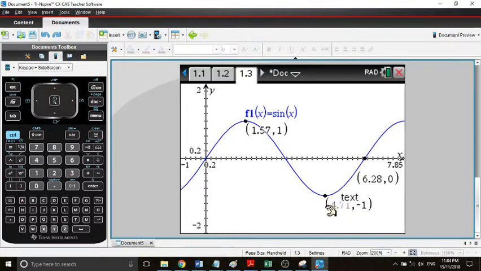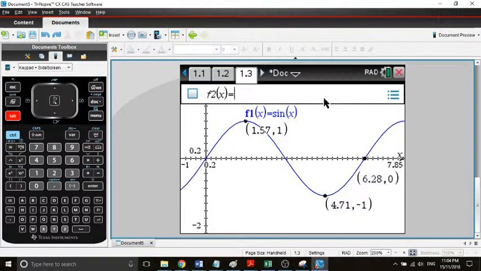Then the other thing we have is an amplitude. An amplitude is how far your graph goes from the x-axis to its maximum or from the x-axis to its minimum. As we can see here, the amplitude is 1. So it goes up 1, it goes down 1. We're not interested in the sign, it's just the distance, it's just the absolute value, so it's just 1. Okay, and then from there, let's have a look at the general equation.